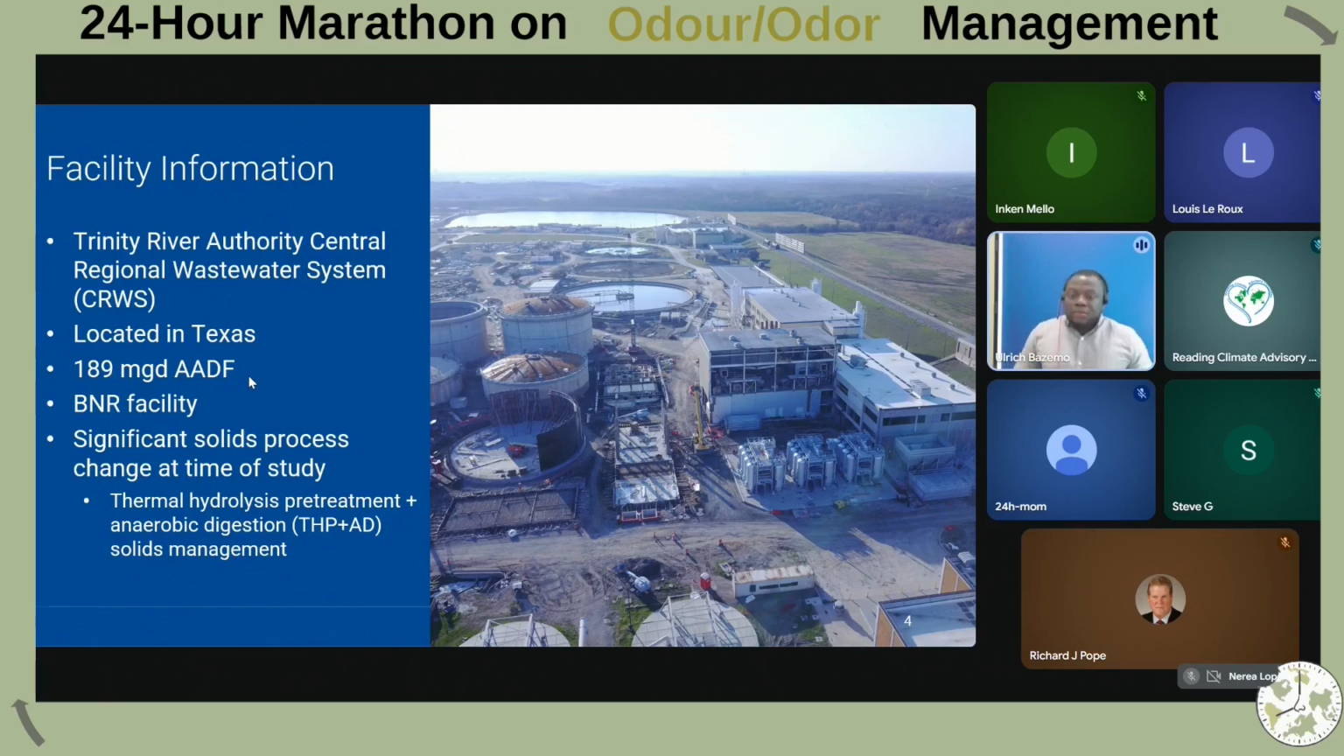The reason why we used modeling for this project is that there was lots of expansion going on at the plant, at the headworks and also in the solids processing. During that project, we were installing a new THP process plus anaerobic digestion, which made field testing very difficult. That's one of the reasons why we decided to go with modeling for this project.